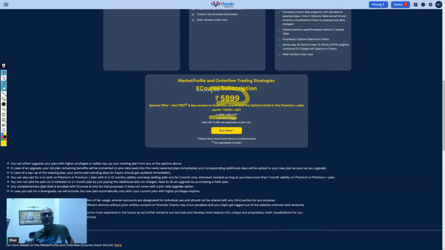You'll get a user ID and password to log in to about 12 videos on market profile and order flow, explaining what order flow is all about and what things you should be looking at in an order flow chart. Along with that, you get about an 8-day pass to order flow live streaming charts, and the entire thing about options also. This is absolutely free. This is for you to gain an understanding about how order flow can work with the theoretical concepts which we have explained to you, right?